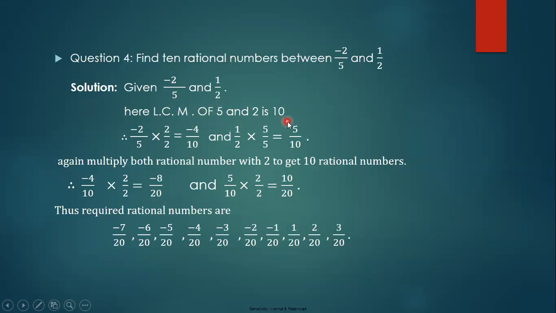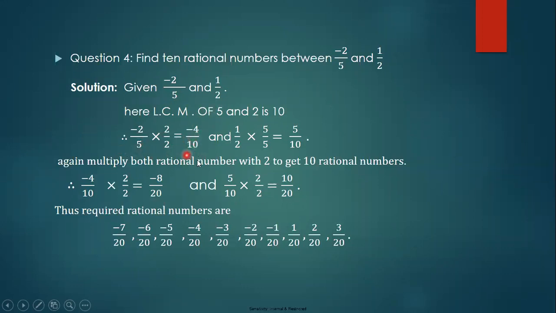That will be 10. So LCM is 10. Minus 2 by 5, I'll take the number. To make the denominator 10, what do I have to multiply? I have to multiply 2. 5 2s are 10. So I have to multiply 2 in both numerator and denominator. So here minus 2 into 2 is minus 4, 5 2s are 10.